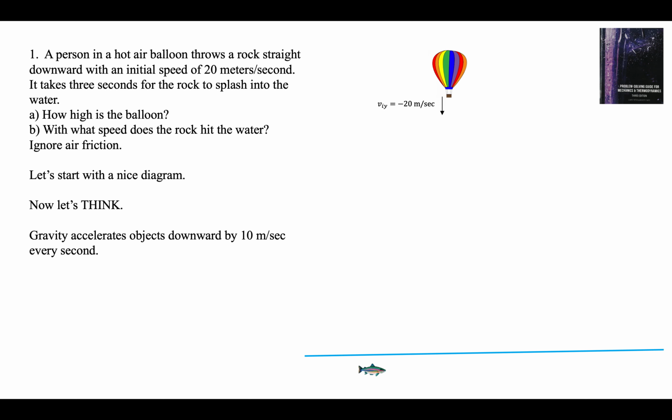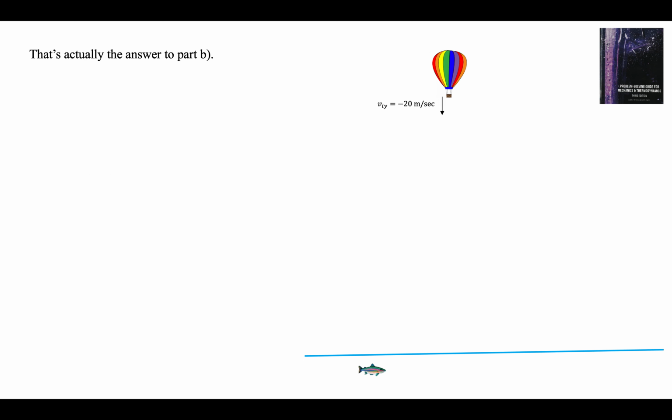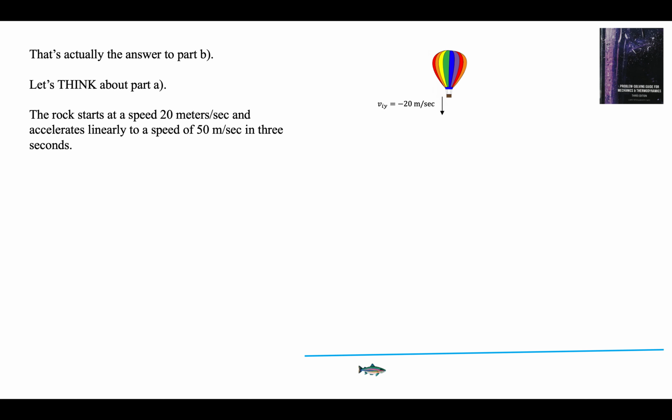If it's in the air for 3 seconds, its speed is changing by 30 meters per second in the vertical direction. That's what gravity does. It started at 20 down. Gravity acted for 3 seconds. It's going to change the speed by 30 meters per second. It's got to be going 50 meters per second when it hits the water. So we got part B. Now let's think about part A. Starts off at 20 down, ends up at 50 down, changes linearly.